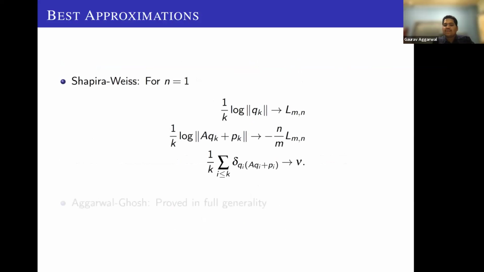Shapira and Weiss generalized this to all norms, but with the condition that n should be equal to 1. They proved that the denominator behaves exponentially and the error term converges exponentially. And the third one, as earlier in dimension 1 by Doblin, Bosma, and others, says that the error term equidistributes on the space R^m according to some measure mu.